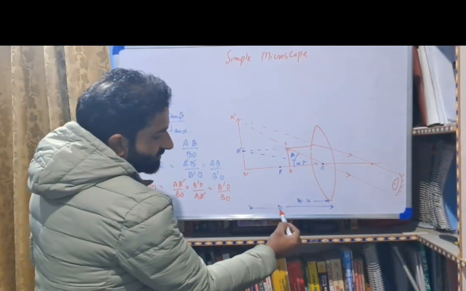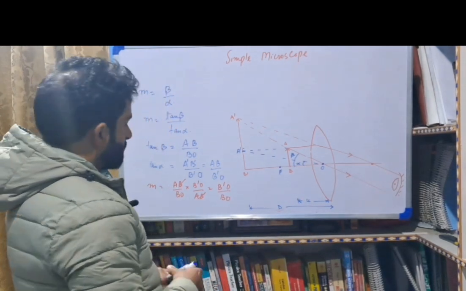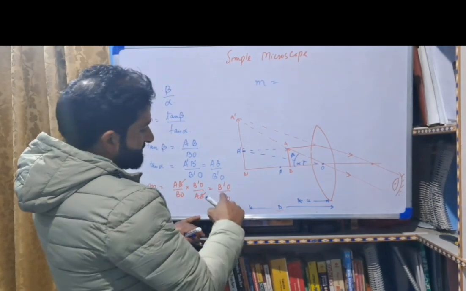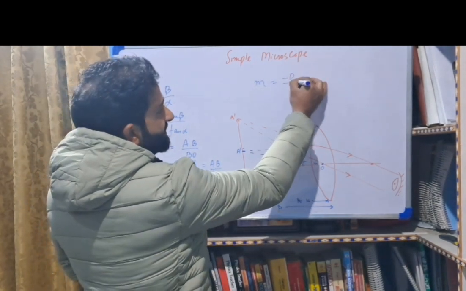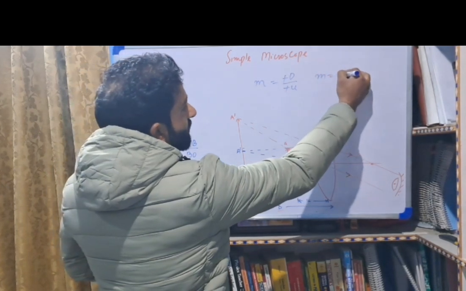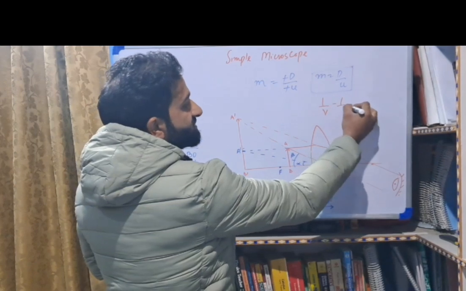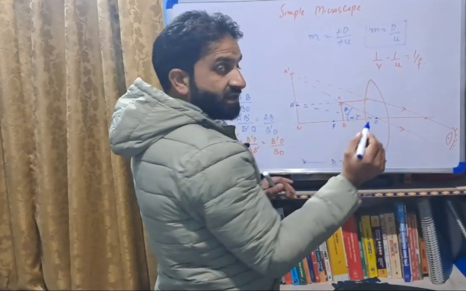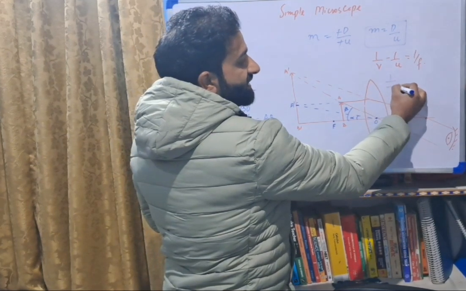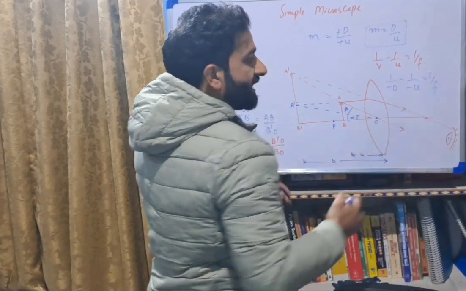B dash O is equal to D, least distance of distinct vision, and BO is equal to U. So we can say that M is equal to, taking the sign conventions, B dash O is equal to minus D and BO is equal to minus U. So M is equal to D divided by U. Here 1 by V minus 1 by U is equal to 1 by F. Here V or image distance is equal to minus D, 1 by minus D minus 1 by minus U is equal to 1 by F.